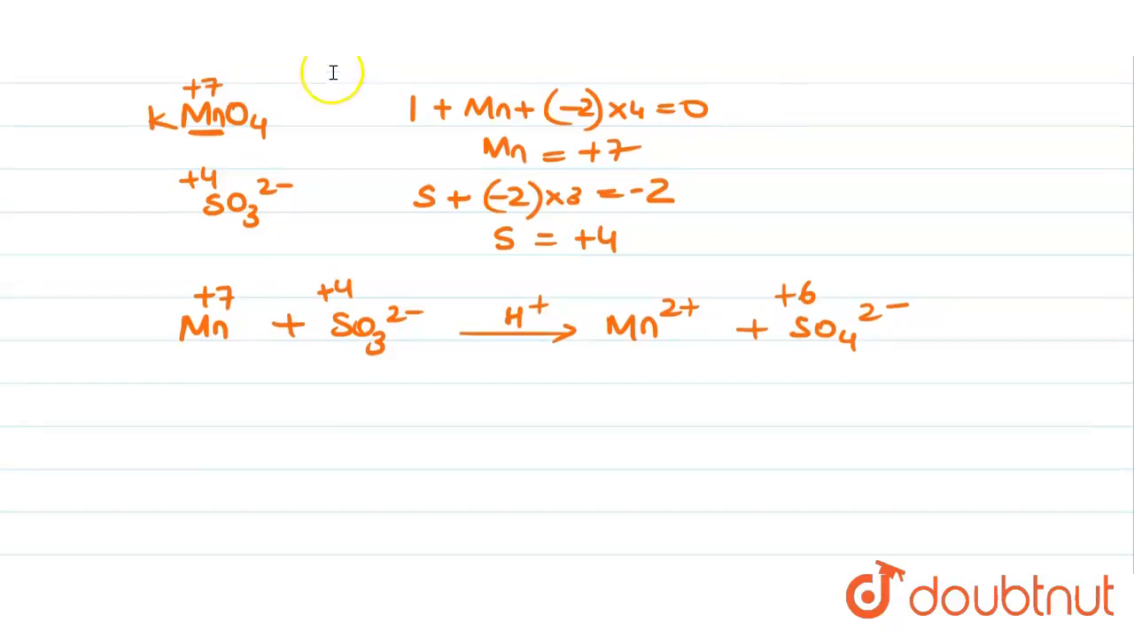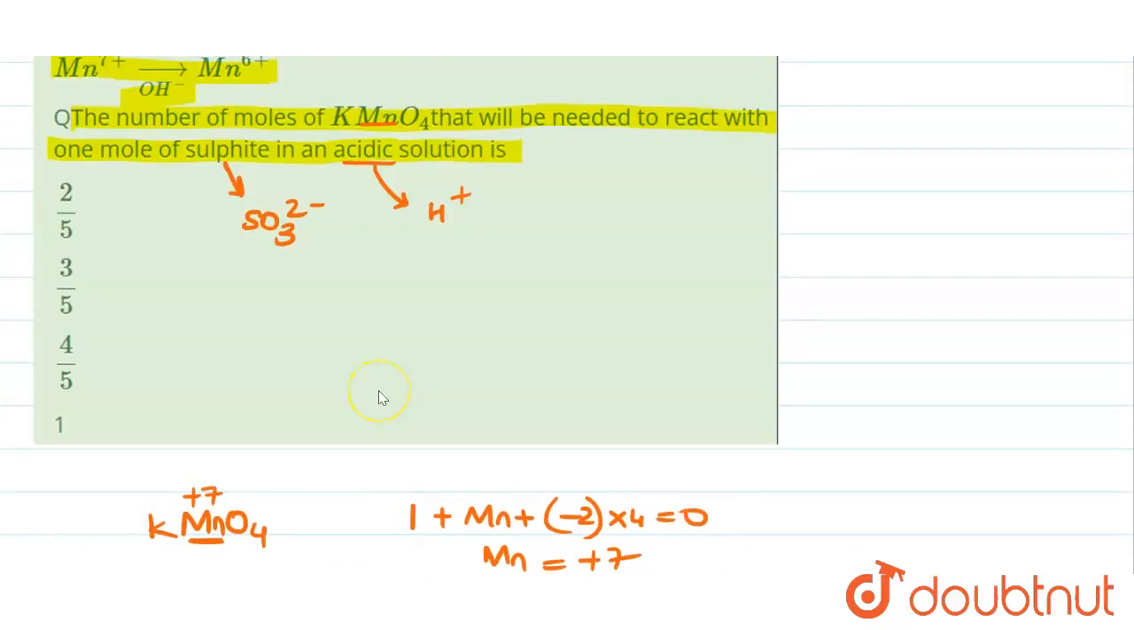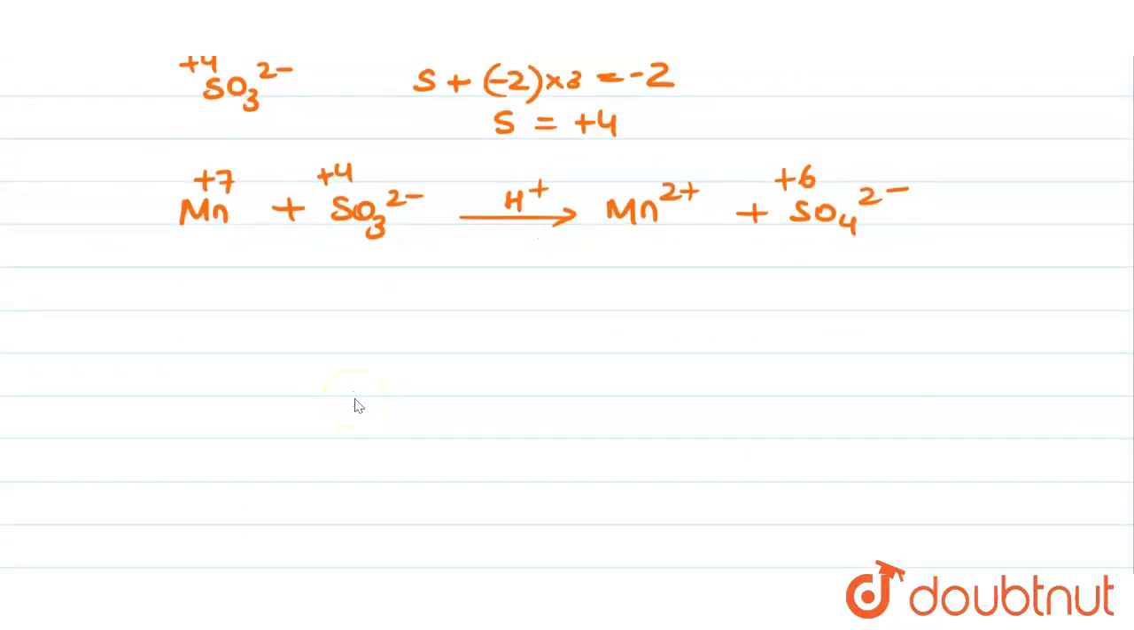So now what we have been asked in the question is to find out how many moles of KMnO4 will be required to react with 1 mole of sulphite in acidic solution. So over here we need to find out the N factor. Mn is going from plus 7 to plus 2, that is change of 5 into number of Mn atoms, that is 1. So this was decrease. After that we have SO3 2 minus. Sulfur is going from plus 4 to plus 6, that is change of 2 increase into number of sulfur, that is 1. So we get N factor over here as 5 and over here it is 2.